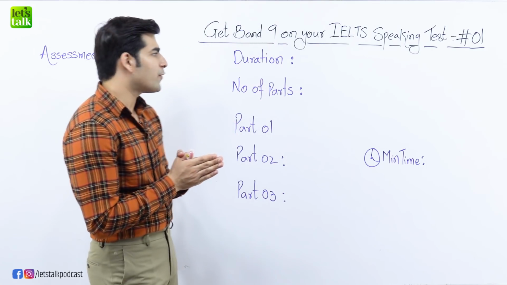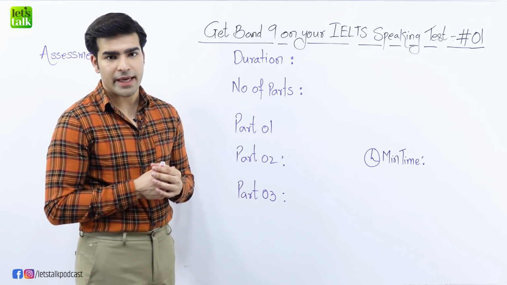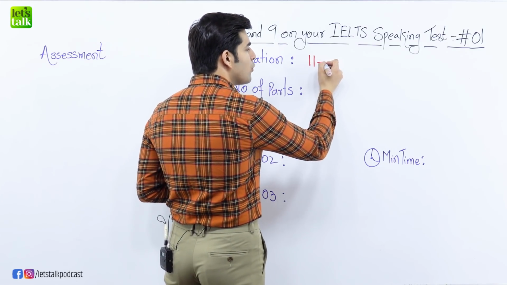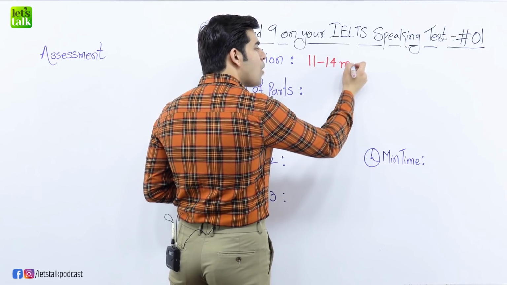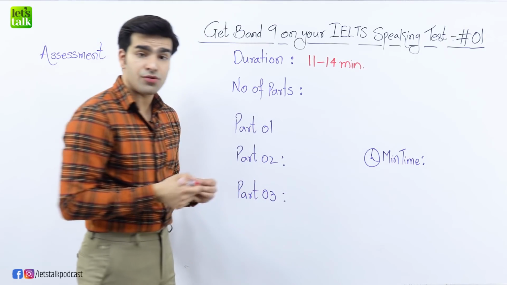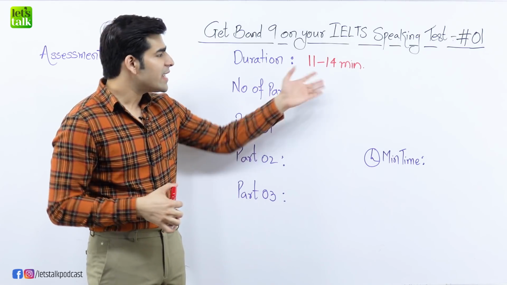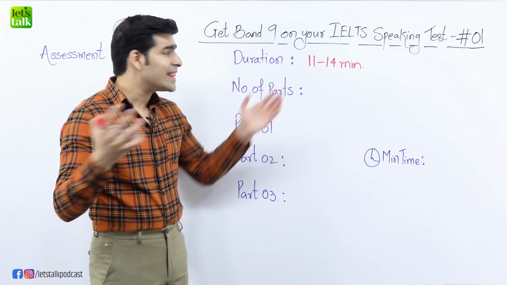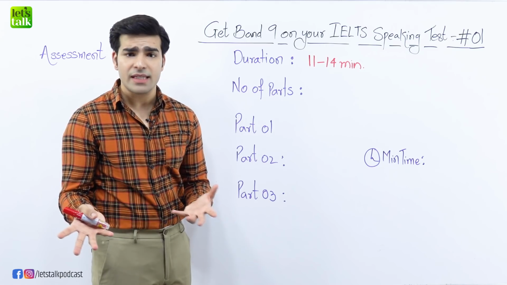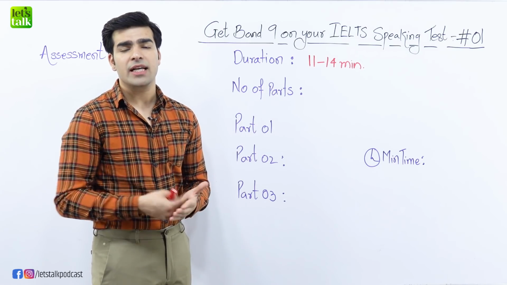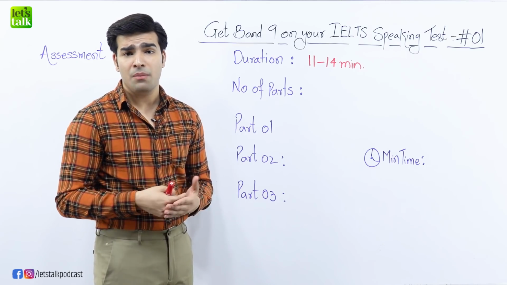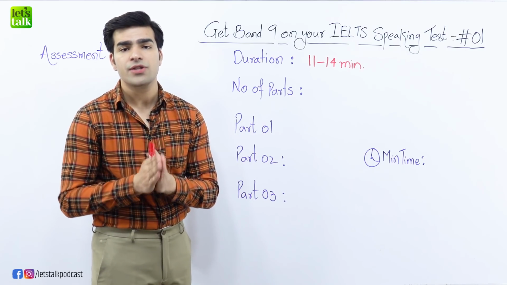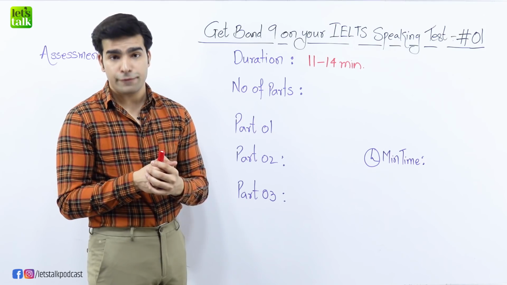The first thing I have for you is the duration of the speaking test. The speaking test lasts for 11 to 14 minutes in total, from the moment you enter the examiner's room to the moment you come out. But we don't have to worry about this time duration. It will take whatever time it has to. It is just for the examiners to note that it shouldn't go beyond 15 minutes in total. So, for our basic understanding, the total duration of the speaking test is 11 to 14 minutes.